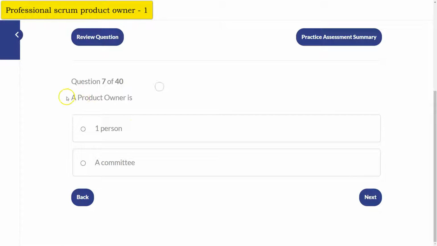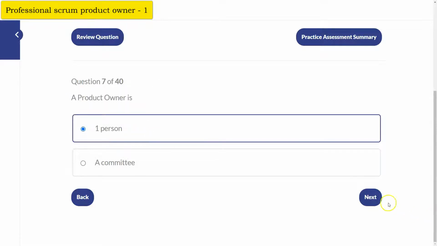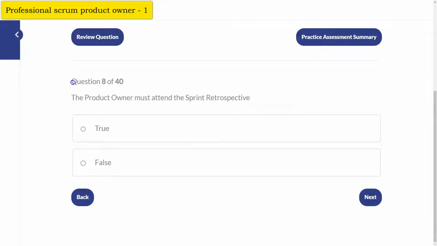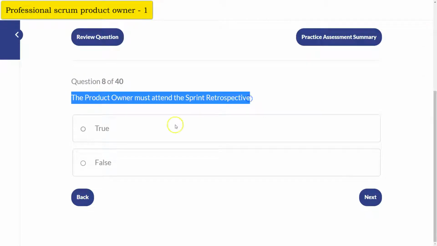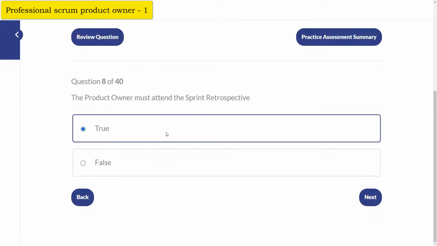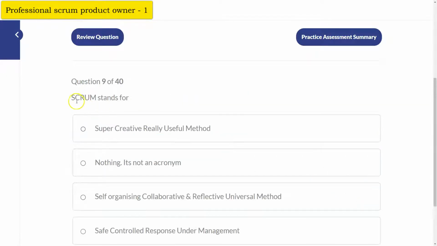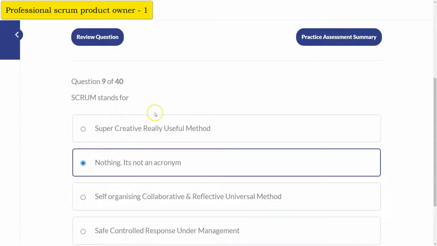Next question. A product owner is one person or a committee? It is always one person. Question 8. The product owner must attend the sprint retrospective. True or false? The answer is true. Scrum stands for, guys, nothing. It is not an acronym. Alright. Scrum itself is a complete word.